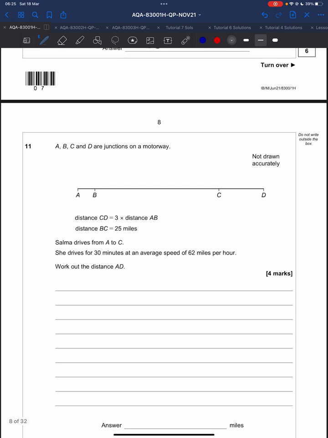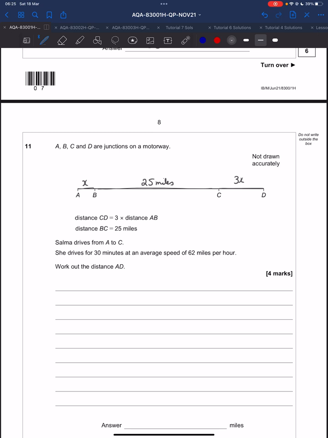A, B, C, D are junctions on a motorway. C to D is 3 times distance A to B. So if that is X, that's 3X. B to C is 25 miles. Salma drives from A to C. She drives for 30 minutes at an average of 62 miles per hour. Work out the distance of A to D.